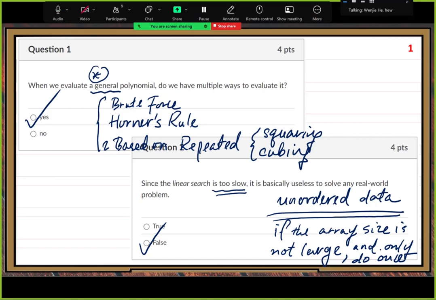Then you throw away the data and work on a different set of data. For this situation, you do not sort because it's not worth it. The amount of work you save is not worth the extra work you put in. So that's about linear search. It's still useful. All right.